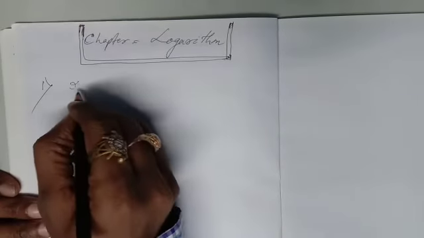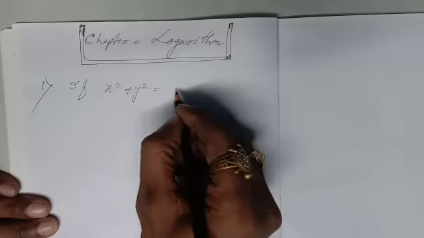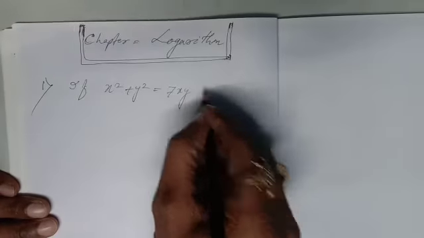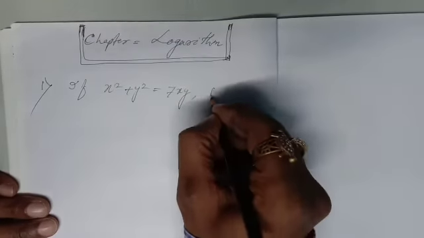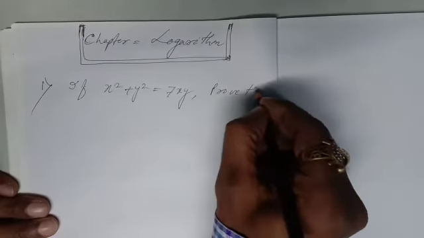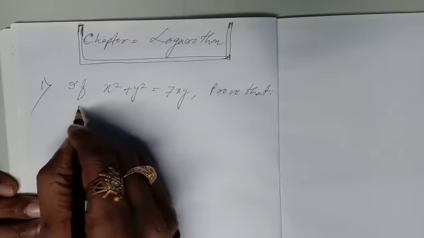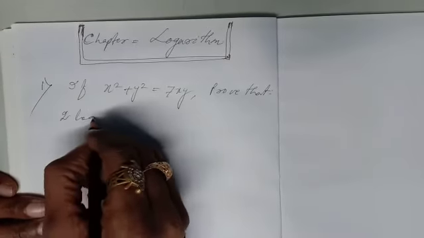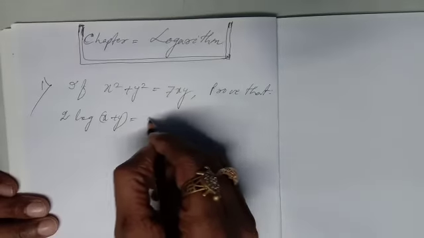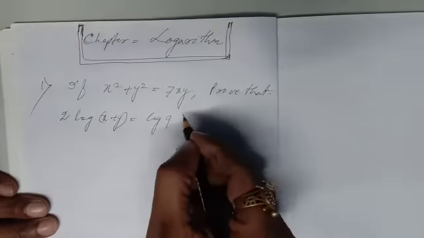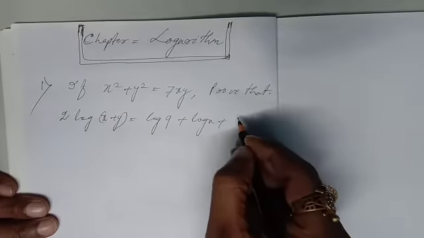Question number 1: if x square plus y square is equal to 7xy, prove that 2 log (x plus y) is equal to log 9 plus log x plus log y.